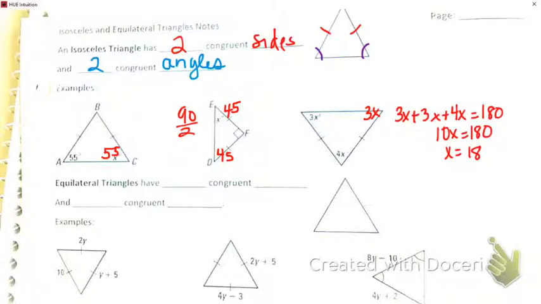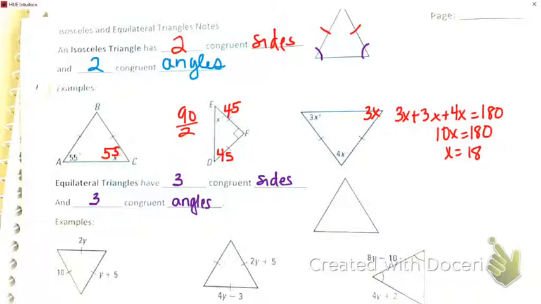Any questions? Got it? Okay, let's talk about equilateral. So we've already said equilateral triangles have 3 congruent sides. Well, if the sides are congruent, what else is also true? 3 congruent angles.